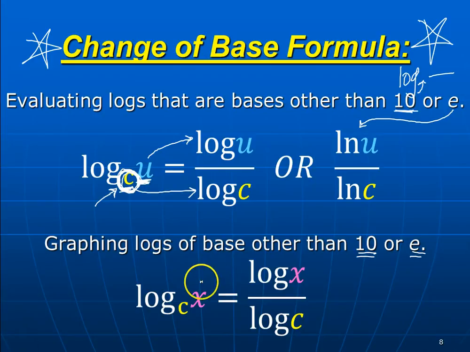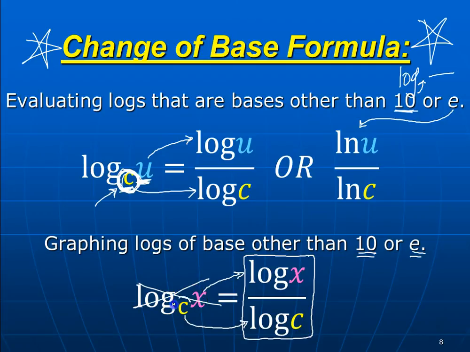But if it's not a 10 or an e, so in this case, my x is up here, so log of x would be on the top, and then whatever that base is, log of c would be on the bottom. So this would actually be what we would be typing in our calculator, right here. Okay, so you cannot type, if this is not a 10, you cannot type this in your calculator. You would have to change it so you'd have a log on top, a log on bottom in order to type it in your calculator.